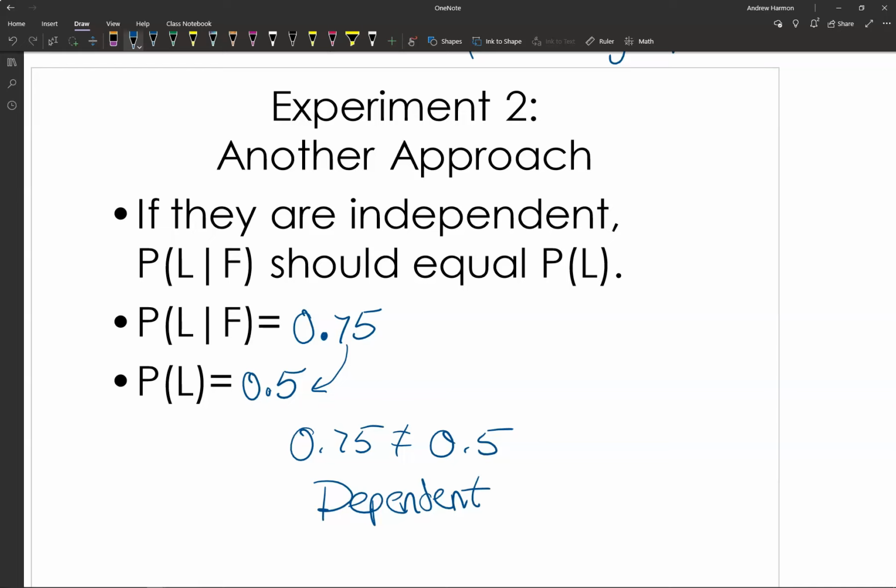All right, so that's the difference between independent and dependent events. So take a look at those practice problems, and good luck.